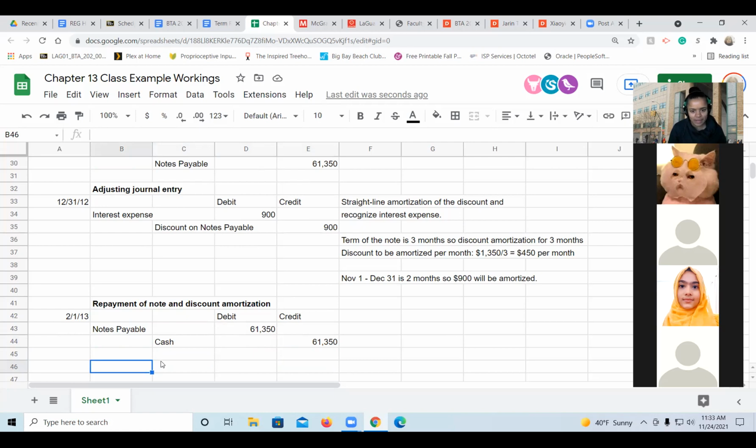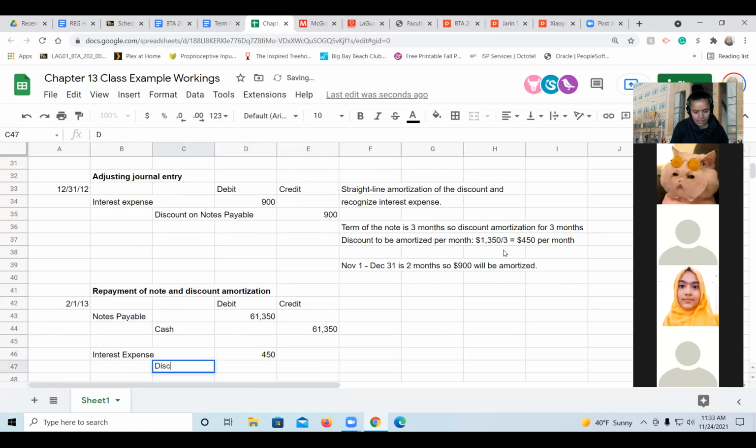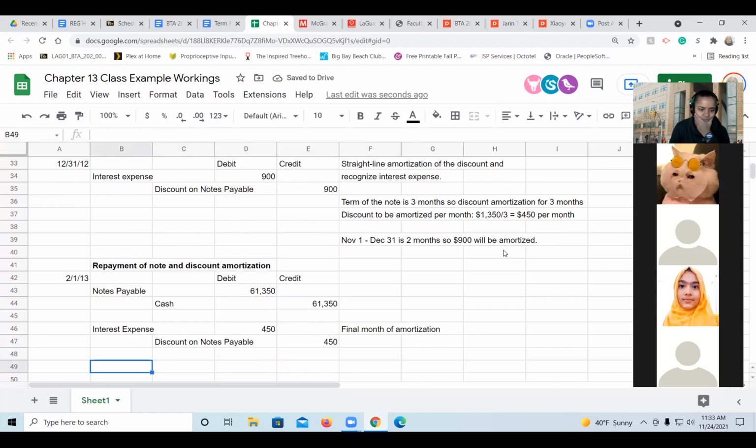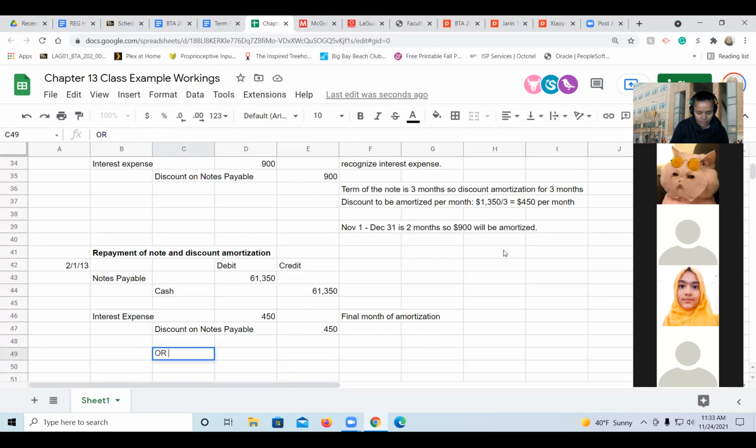And then there's one more month, right? Because it's 3 months, you recognize 2 months. So there's one more month of this discount that needs to be amortized. So it's going to be interest expense for 450 and discount on notes payable also for 450, right? This is the final month of amortization. And of course, if you want to, you can combine the debits and credits into one. I'll show it for compound entry.